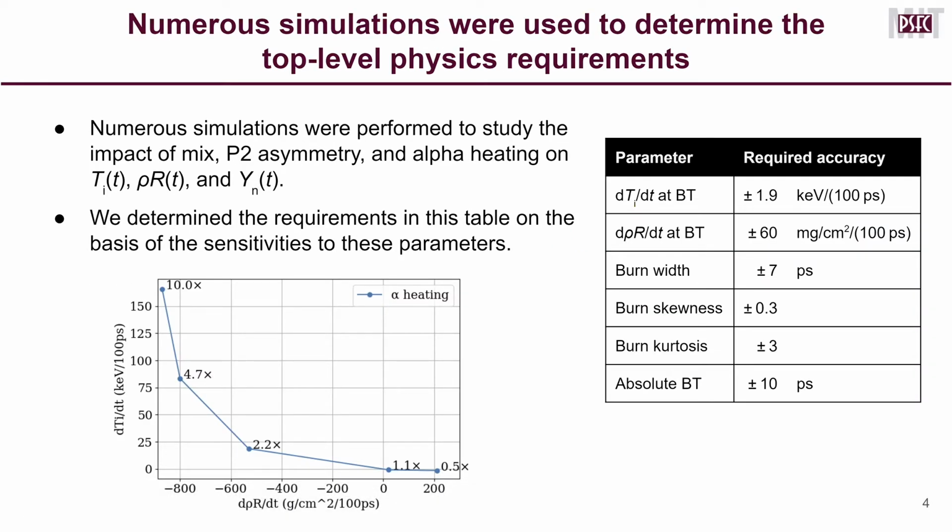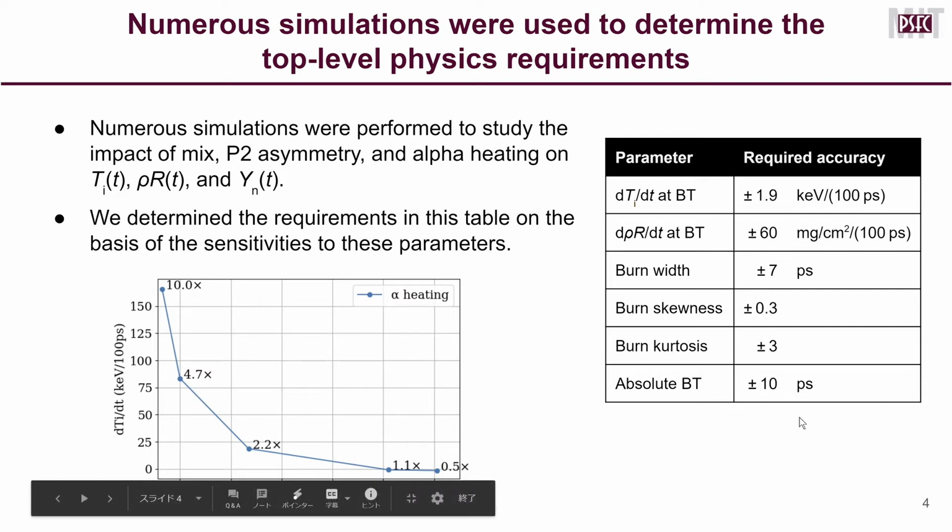So first of all, numerous simulations were used to determine what the top-level physics requirements of MRSt should be. These simulations were performed to study the impact of mix, P2 asymmetry, and alpha heating on the ion temperature, ρr, and neutron yield as functions of time. We then determined the requirements shown here in this table on the basis of the sensitivities to these parameters.